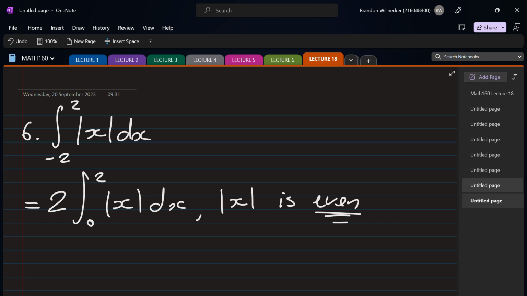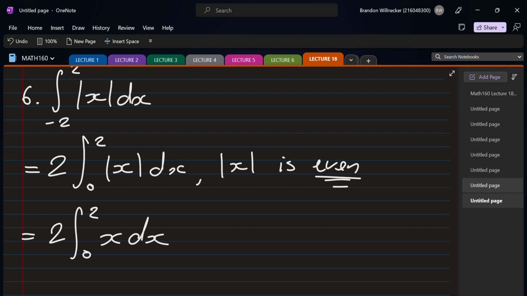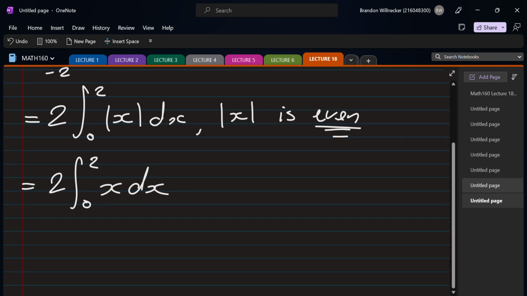Now, if we're going from 0 to 2, x is always positive. If you're going from minus 2 to 2, sometimes it's negative, sometimes it's positive. But here it's always positive. So the absolute value of something positive is just that number. We don't have to do anything, so we can drop the absolute value. Does everyone understand that? Now this is something we've just seen before.